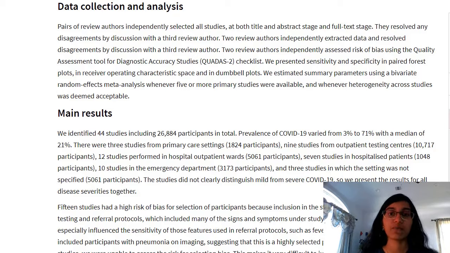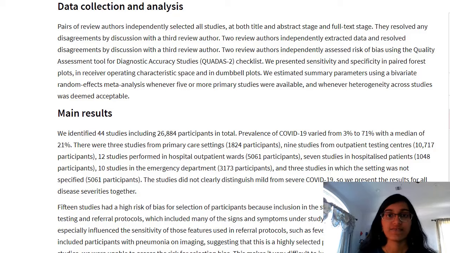Then they go on to say that they presented sensitivity and specificity in paired forest plots, in receiver operating characteristic space, and in dumbbell plots. So those are different ways in which they analyze the data, different types of plots. But what is the sensitivity and specificity data that they're talking about?